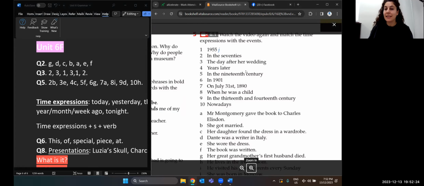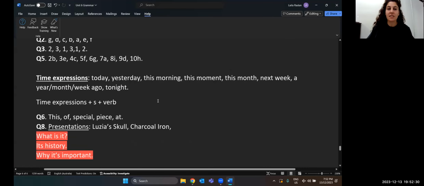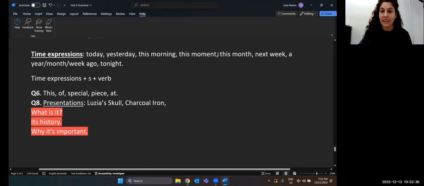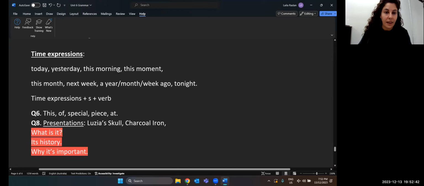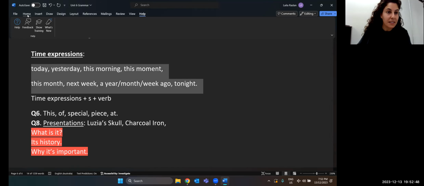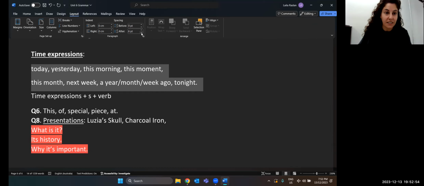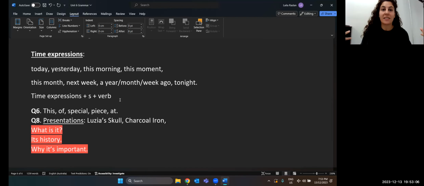So, remember how I said that when we make sentences, we've got time expressions that we can put before the subject, and time expressions are words like today, yesterday, this morning, this moment, this month, next week, a year ago, a month ago, a week ago, tonight. So these time expressions, we put them before the subject. So time expression, subject, and then the action that we're talking about. So for example, yesterday I went to the movies. Last year I went to Italy.